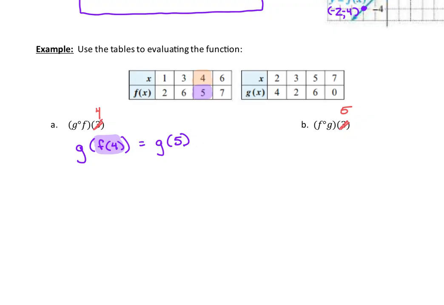Okay, so now we're going to repeat the process, but we are going to plug the 5 into my g equation. And when we do that, we get 6. And so we get that this is equal to 6. And so g of f of 4 is equal to 6.